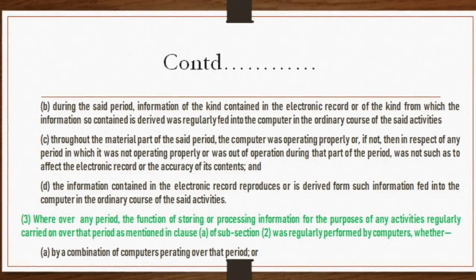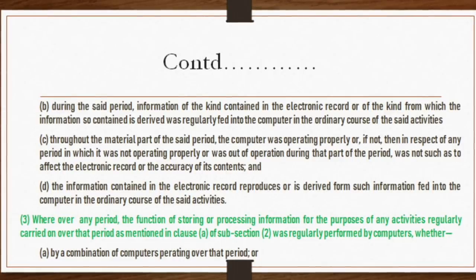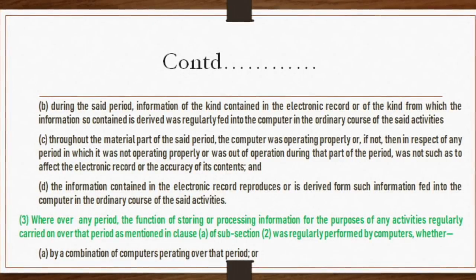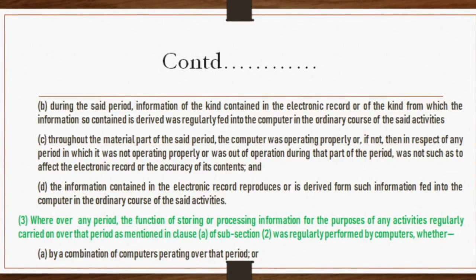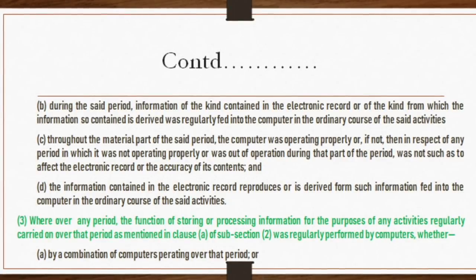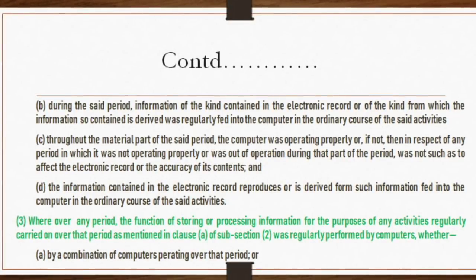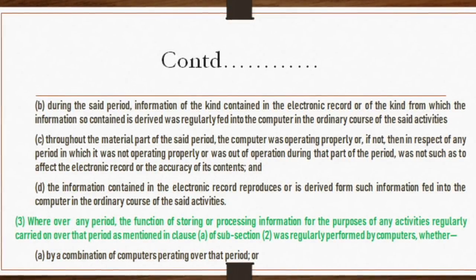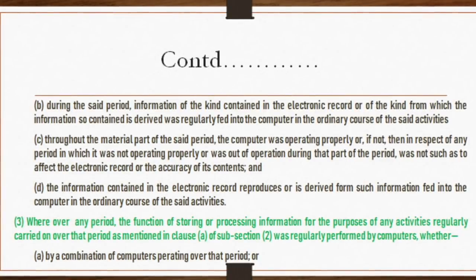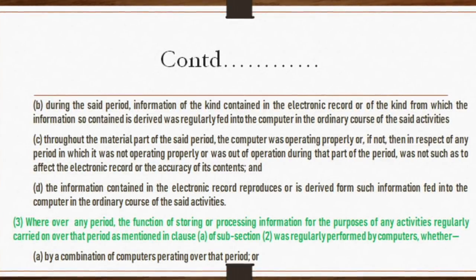So these are, if you go by Section 65B subsection 2, we have subsections small a, small b, small c, small d. All of them are ingredients of a statement under Section 65B. They should be there in a statement under Section 65B.